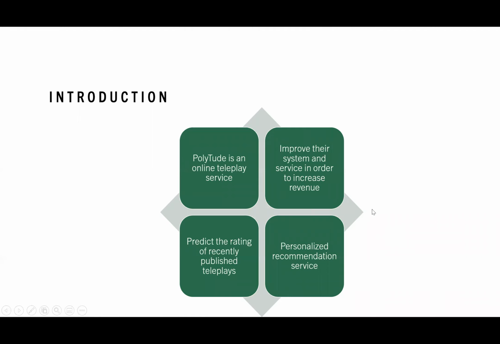For the introduction, Polytube is an online therapy service that provides different therapies to the user. And Polytube wants us to help improve the system. The first task was to predict the rating of recently published therapy. And the second task is personalized recommendations service. This task would improve their Polytube system and their service in order to increase their revenues and also improve their investment policy.